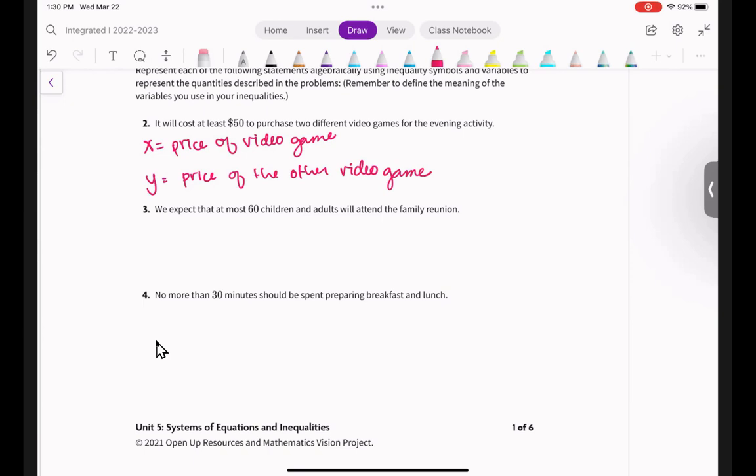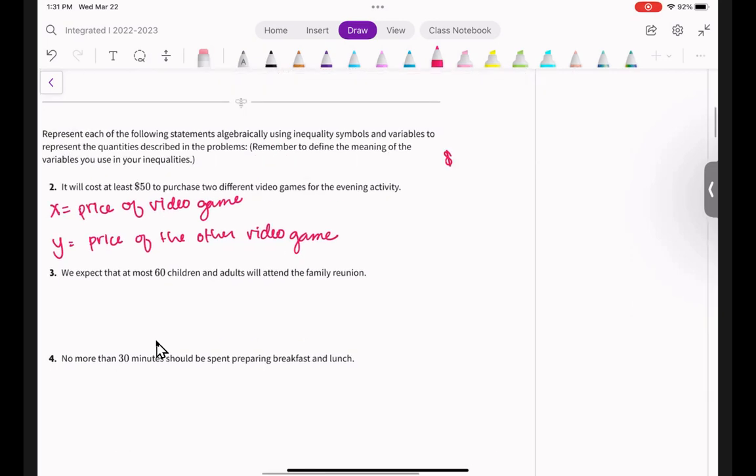So now we can write our inequality or equation, whatever you want to call it. It says it will cost at least $50 to purchase 2 different video games for the evening activity. For those of you who find the words at least confusing, they confuse me too. I start writing the numbers of prices that make sense for this problem. So if it's at least $50 to purchase, what are some possibilities of how much it's going to cost? Give me some possible solutions.